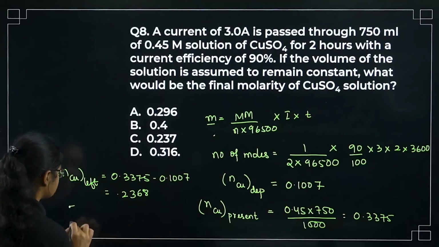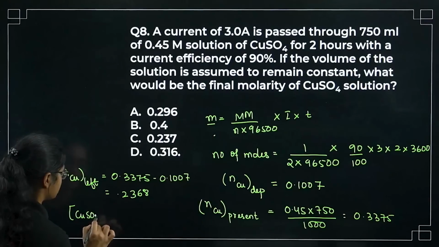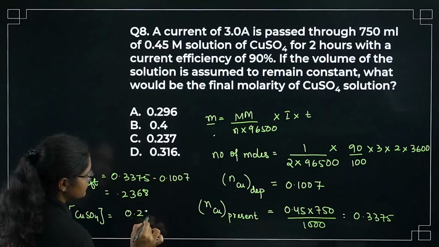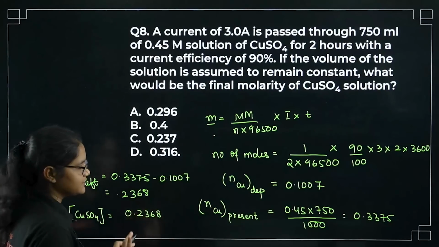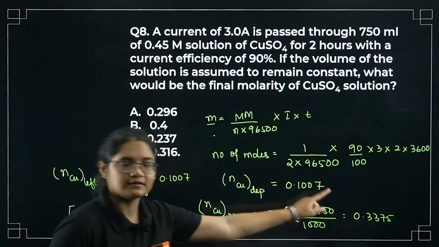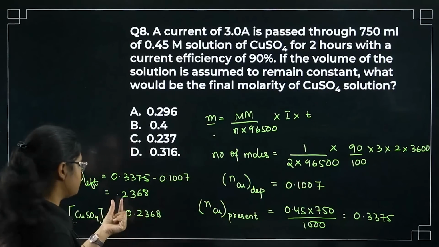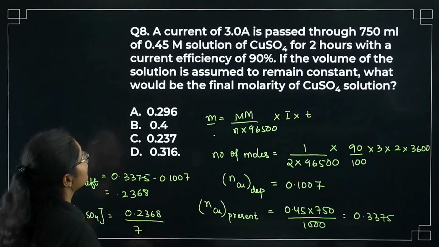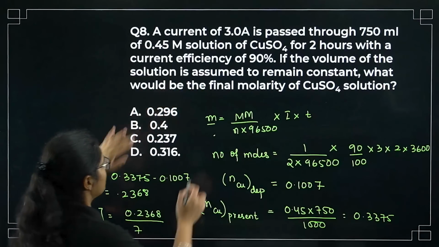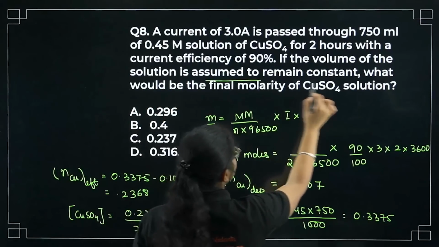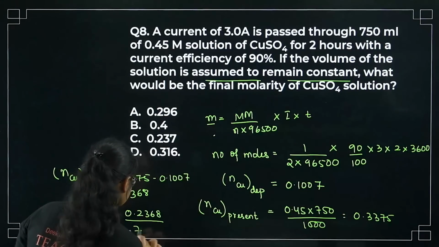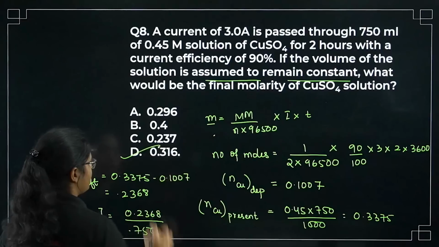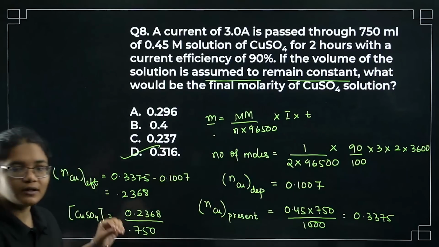Now what is the concentration of copper left now? CuSO4 concentration present now. So number of moles by volume, so this is the number of moles left. Now see, this much was initially present, this much got deposited. Left will be 0.2368 divided by the total volume. Total volume, you can see it is the same. You can see the volume is assumed to be constant. So that means the volume is still 0.75 liters. Now if I solve this, I'll get 0.316. That is option number D here.